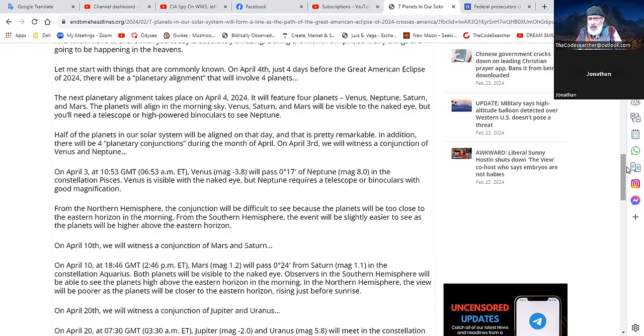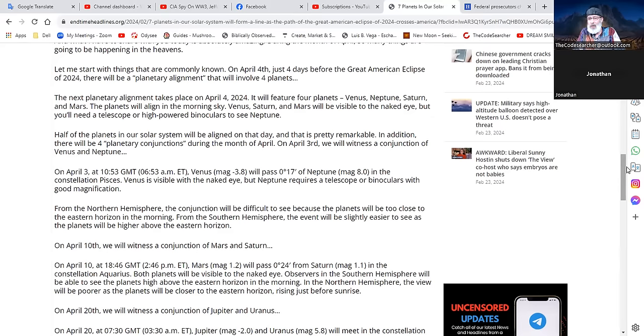Half the planets in our solar system will be aligned on that day, and that is pretty remarkable. And in addition, there will be four planetary conjunctions during the month of April. On April 3rd, we will witness a conjunction of Venus and Neptune. On April 3rd at 10:53 GMT, Venus at a magnitude of 3.8 will pass 17 degrees of Neptune at its magnitude of 8.0 in the constellation of Pisces.